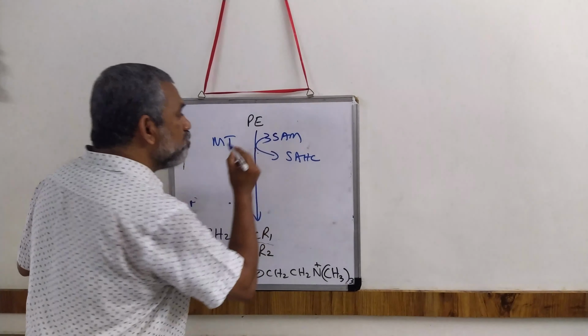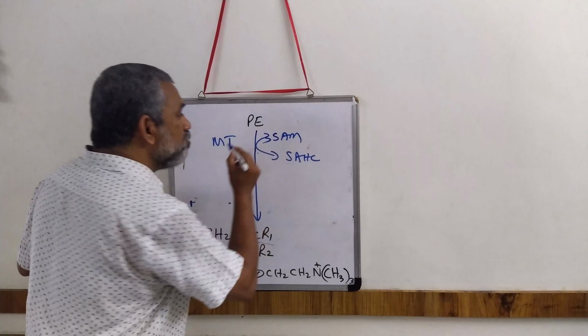There is one more way to make phosphatidylcholine. That is the salvage pathway. Synthesizing phosphatidylcholine by the salvage pathway is exactly similar to the synthesis of phosphatidylethanolamine. There are 3 steps involved. Step number 1: we take choline and make it phosphocholine. For this you need ATP, and ADP is removed. This enzyme is choline kinase.